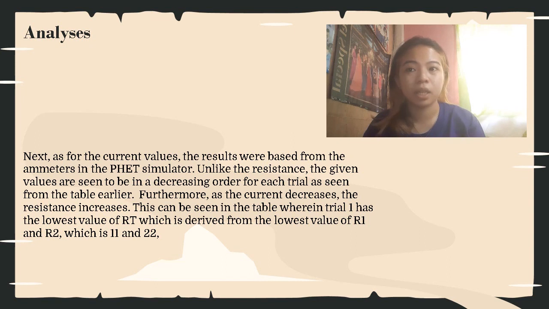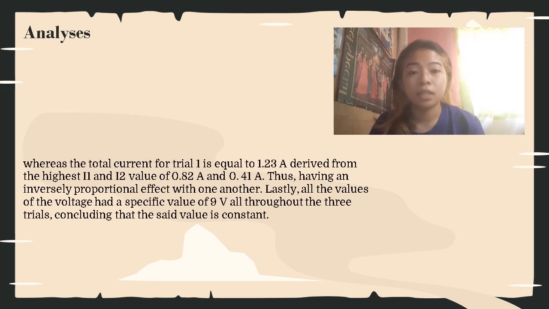This can be seen in the table wherein trial 1 has the lowest value of the total resistance, which is derived from the lowest values of R sub 1 and R sub 2, which are 11 and 22. Whereas the total current for trial 1 is equal to 1.23 amps, derived from the highest I sub 1 and I sub 2 values of 0.82 amps and 0.41 amps, thus having an inversely proportional effect with one another.